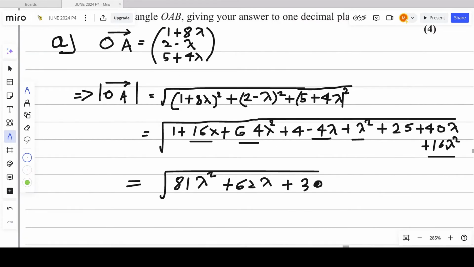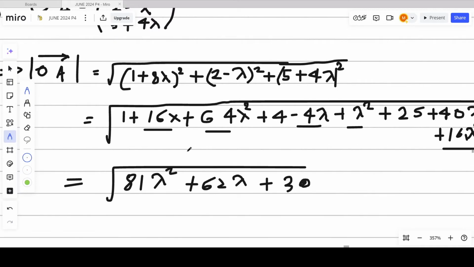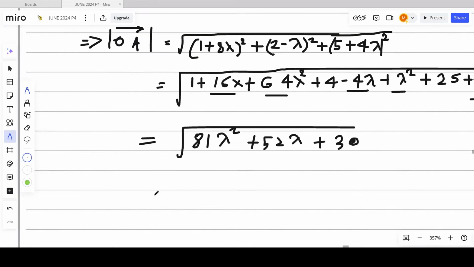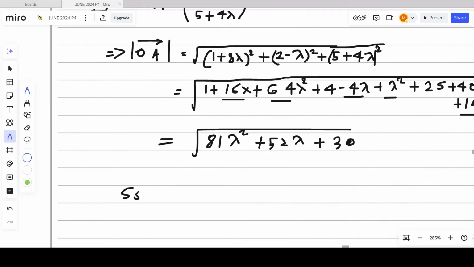Now we need to equate the length. The distance from the origin to point A is given in the question. Here 12 lambda plus 40 lambda should be 52 lambda, so just 52. So the distance is given, and we can write the square root of 81 lambda squared plus 52 lambda.